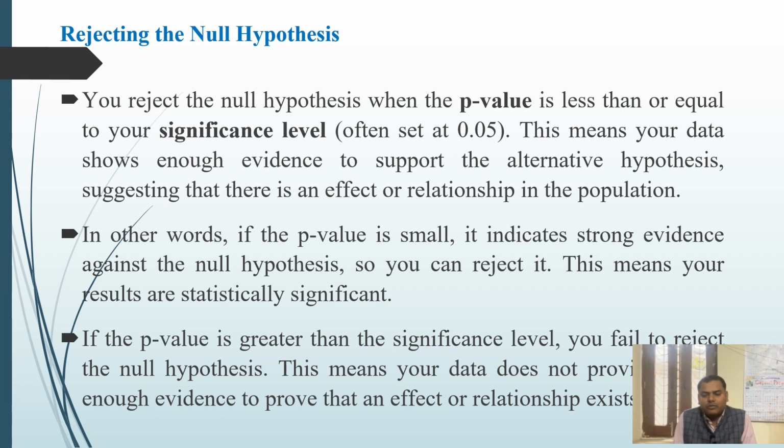If the p-value is small or less than 0.05, it indicates strong evidence against the null hypothesis, so you can reject it. This means your result is statistically significant. If the p-value is greater than the significance level, you fail to reject the null hypothesis. This means your data does not provide strong evidence to prove that an effect or relationship exists.